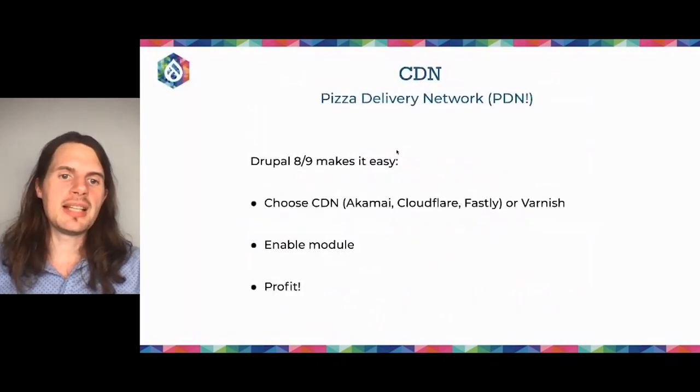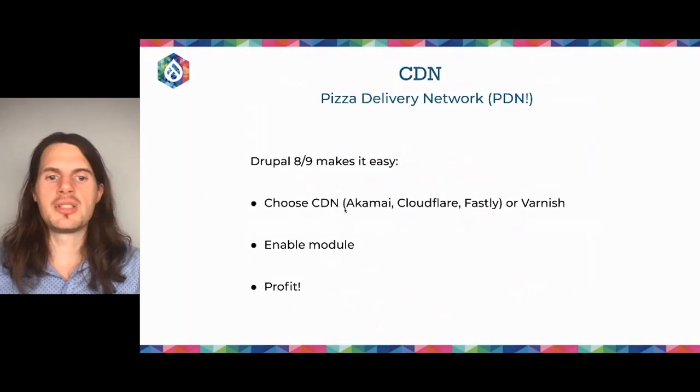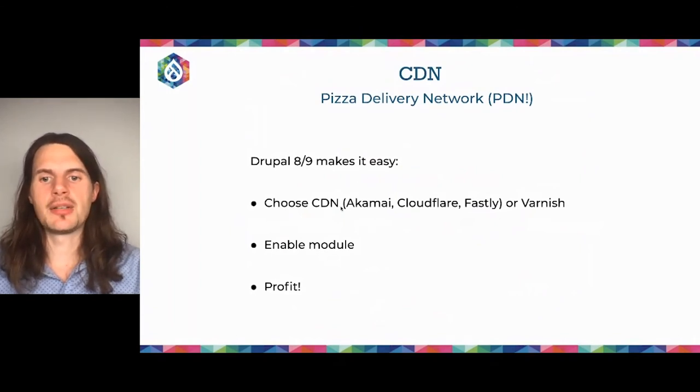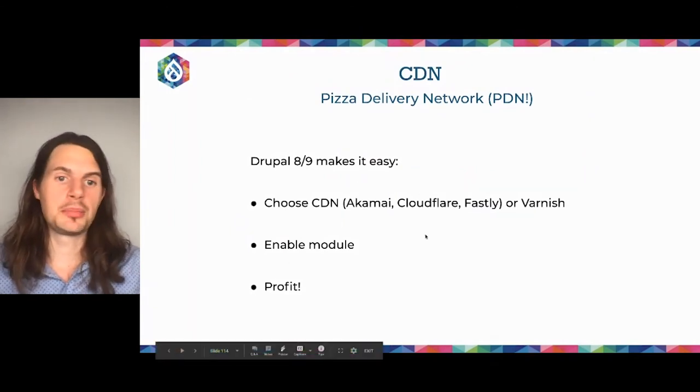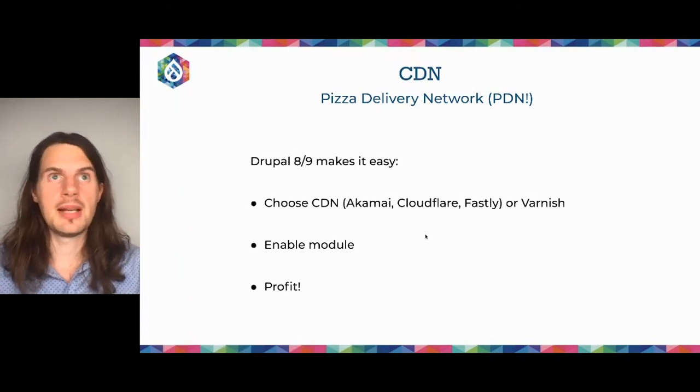So Drupal 8.9 makes it very easy. You choose a CDN, Akamai, Cloudflare, Fastly, or Varnish. You enable a module, and you profit. And it works, at least for anonymous pages. So we use our pizza delivery network.